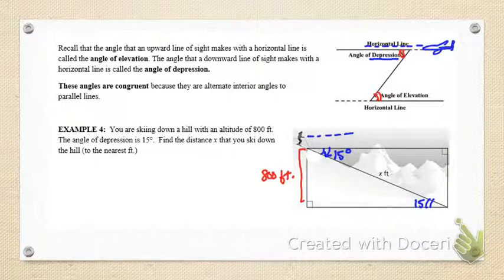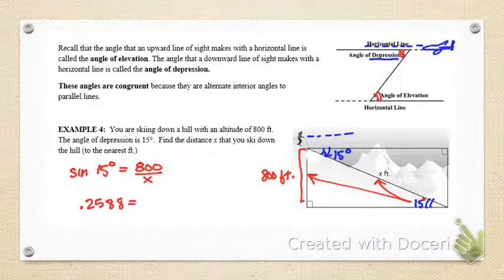So now we can set up an equation, right? Here's my angle, 15 degrees. I've got the opposite side and I'm solving for the hypotenuse. So that's a sine. The sine of 15 degrees is 800 over x. So I get 0.2588 equals 800 over x. Turn this into a proportion and solve for x. And I'm actually going to round this to the nearest foot because it asks me to.